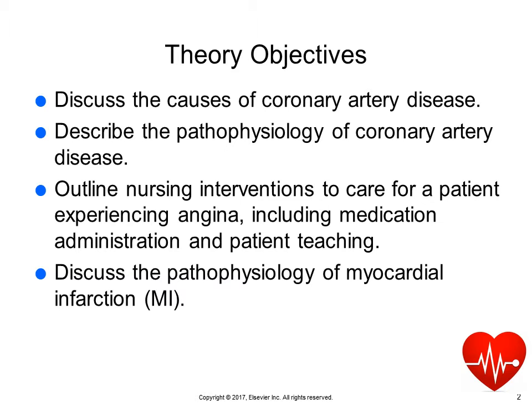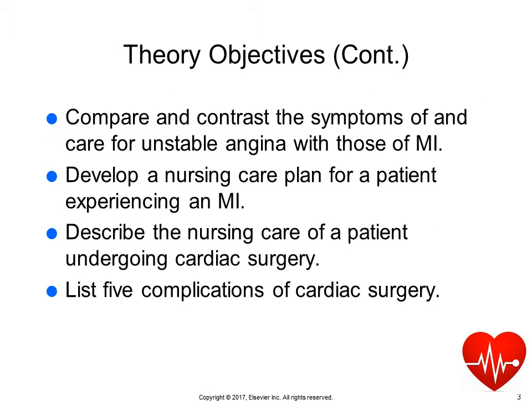Our theory objectives: discuss the causes of coronary artery disease, describe the pathophysiology of coronary artery disease, outline nursing interventions to care for a patient experiencing angina, including medication administration and patient teaching, and discuss the pathophysiology of MI, or myocardial infarction. As well, we want to compare and contrast the symptoms and care for unstable angina and compare those to those with MI. Develop a nursing care plan for a patient with MI and describe the nursing care of a patient undergoing cardiac surgery. We want to be able to list 5 complications of cardiac surgery.